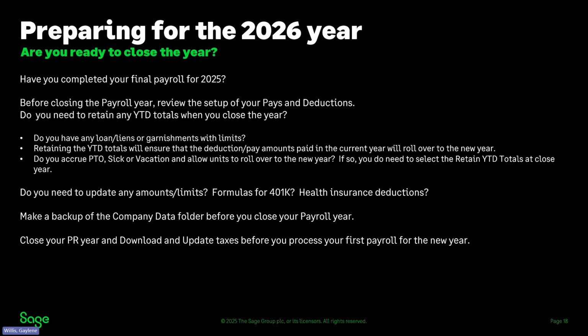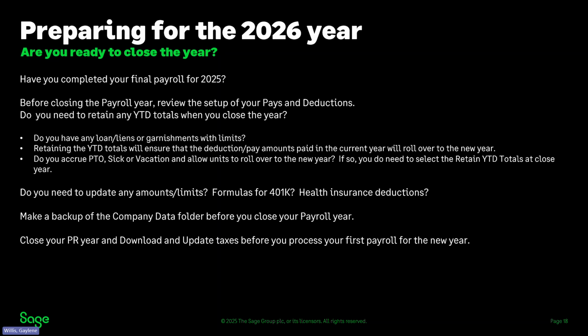Some things to look at. Do we have any loans, liens, or garnishments with limits that we need to update on the employee record? Remember that those types of deductions that have higher limits that won't be reached in a reporting year would want to have retained year-to-date totals selected on those. Okay, that ensures that the employee won't exceed that limit or limit period that's set up on the employee record.